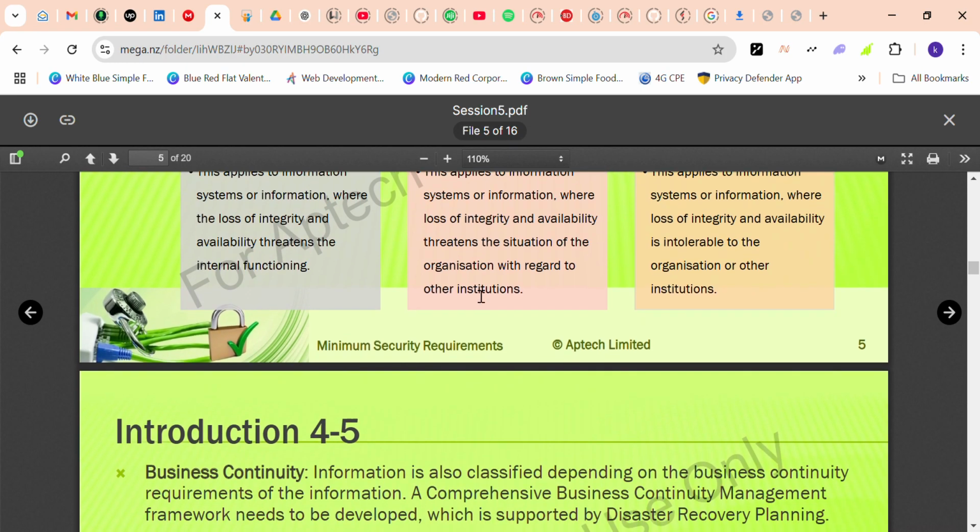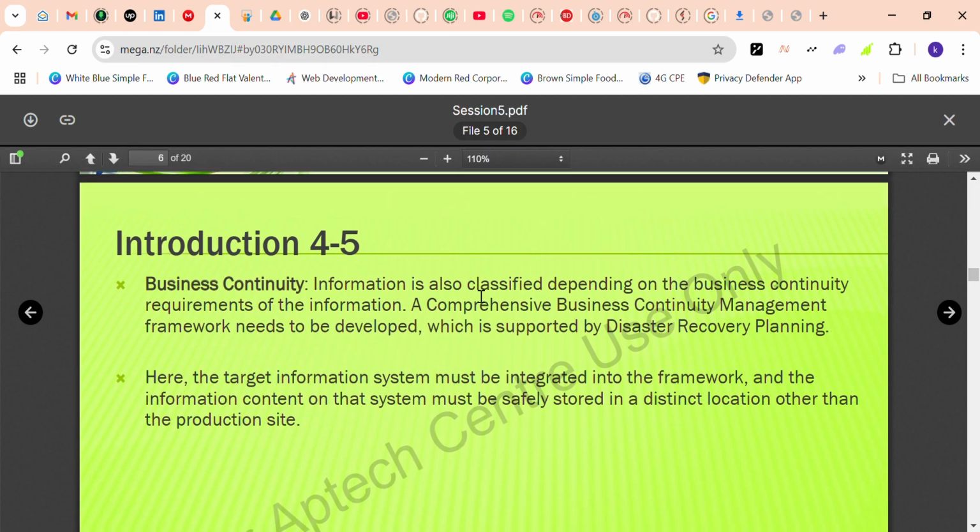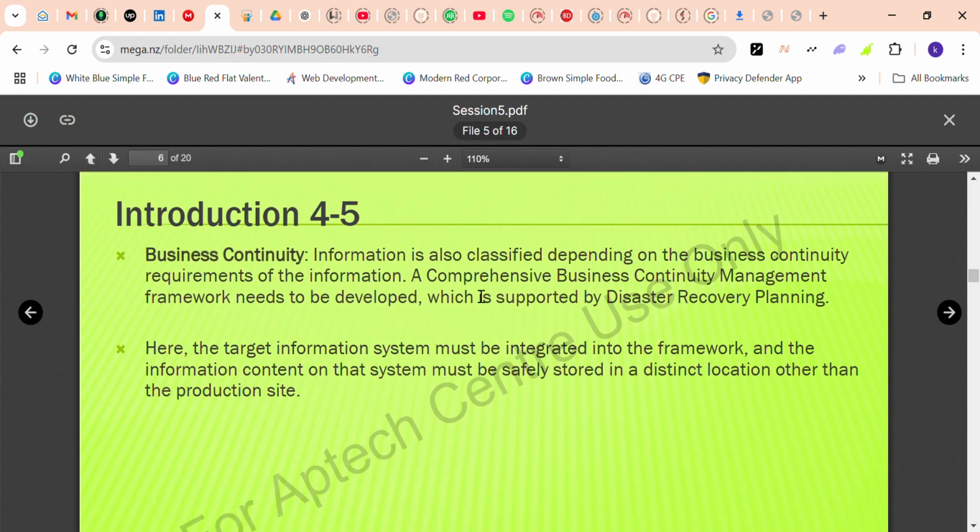So let's move on. Now, business continuity. When we are talking about business continuity, who else has an idea on business continuity? Okay. When business continuity comes into place, the incident response.